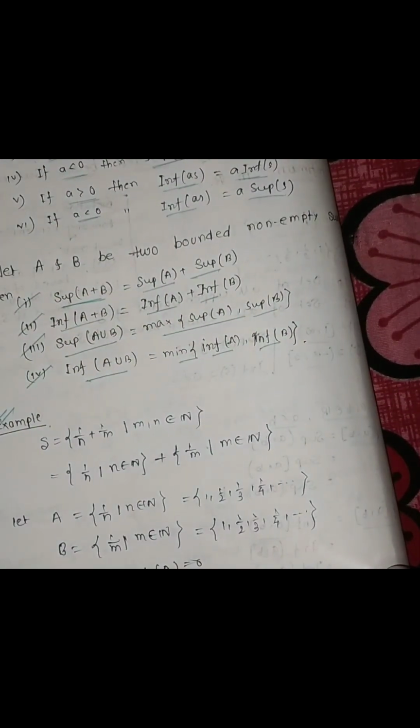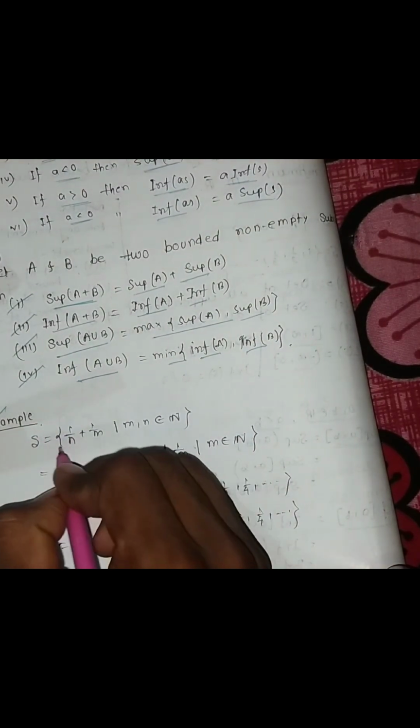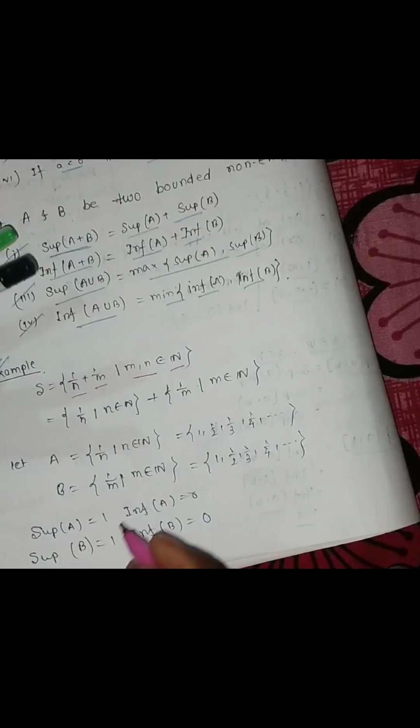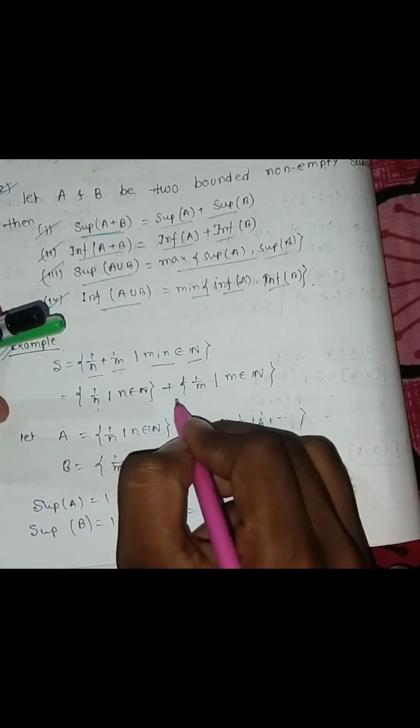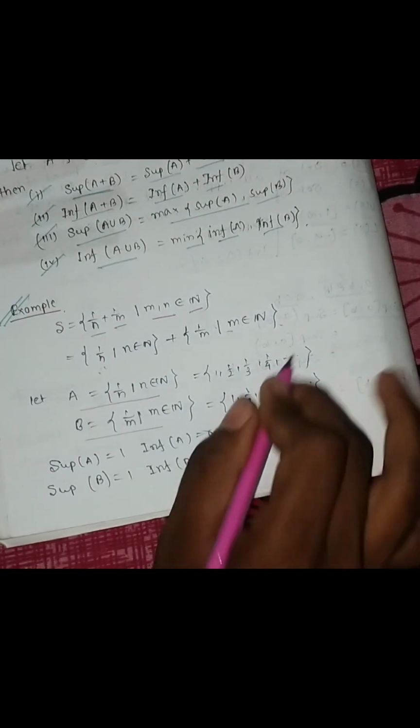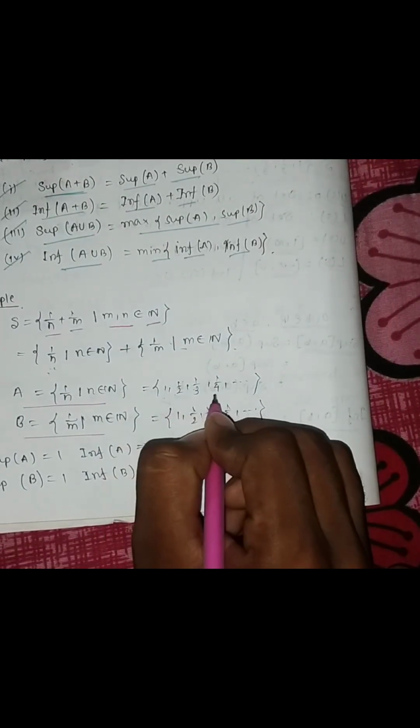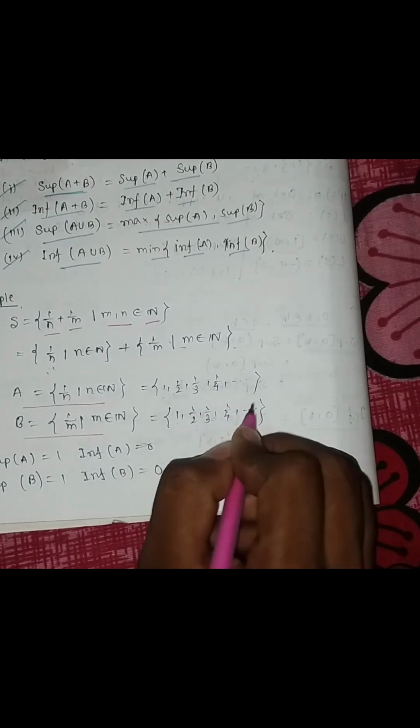For an example, S is equal to 1 by m plus 1 by n, where m and n belong to natural numbers. Then we can write it separately: 1 by n, such that n belongs to natural numbers, and 1 by m, where m belongs to natural numbers. No problem, even the sum of two sets. Now A is this and B is this, so you can say 1, 1 by 2, 1 by 3, 1 by 4, and so on. 1, 1 by 2, 1 by 3, 1 by 4, and so on.